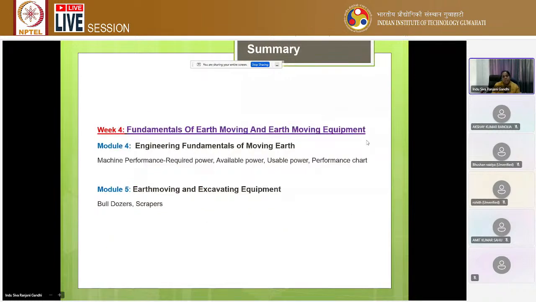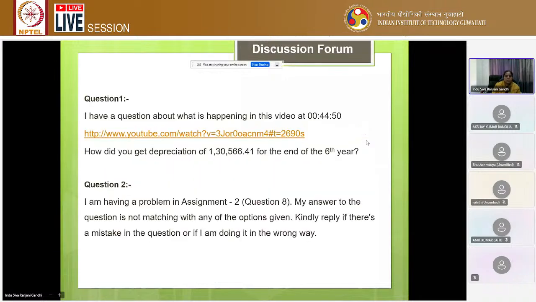Last week we discussed the fundamentals of earth moving operation, for example, how to use a machine performance chart, and for a given project condition, how to determine the speed of the machine. We also worked out problems on how to estimate the productivity of bulldozers and scrapers. We have done many illustrations on that. With this recap of the first 4 weeks of this course, let us move on to the discussion forum.